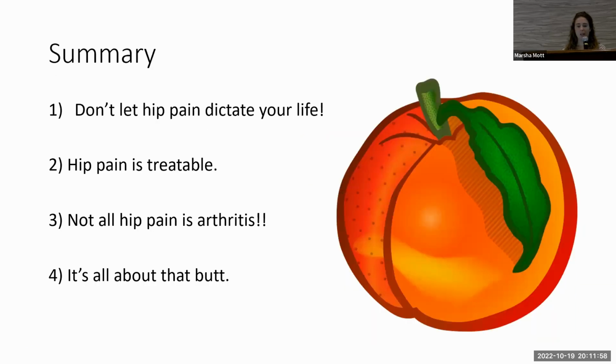And then summary, I really don't want hip pain to dictate your life. There are so many other things that are dictating our lives out there. We really do not need our hip pain to be doing that. It is certainly treatable. It's definitely not all arthritis, and it really is all about that butt.